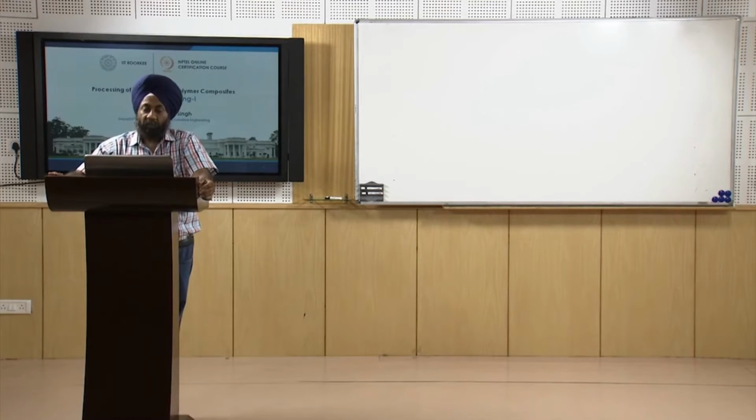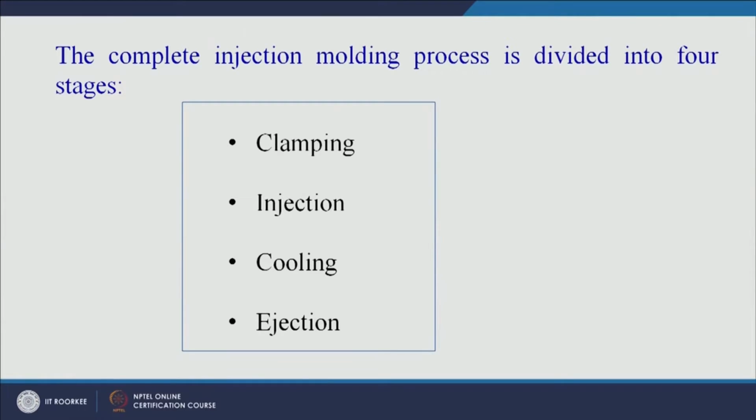Now basically the whole injection molding cycle can be divided into 4 important steps. So the complete injection molding process is divided into 4 stages or 4 steps. We will try to understand all these 4 steps one by one. So first is clamping, then injection, then cooling, and then ejection.